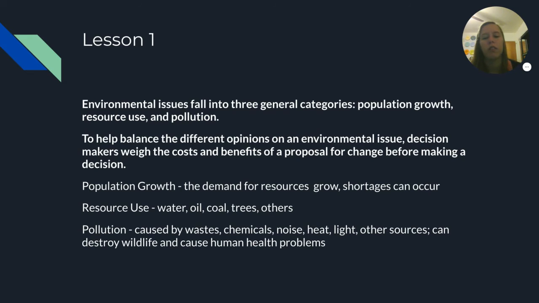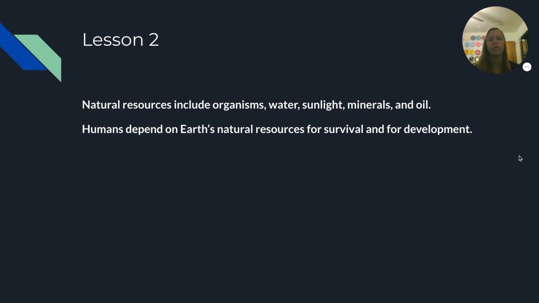Population growth includes more people coming to an area, which will in turn increase the demand for resources, and shortages can occur because of that increased demand. Resource use, resources include water, oil, coal, trees, others. And then pollution is caused by wastes, chemicals, noise, heat, light, and other sources. It can destroy wildlife and cause human health problems.